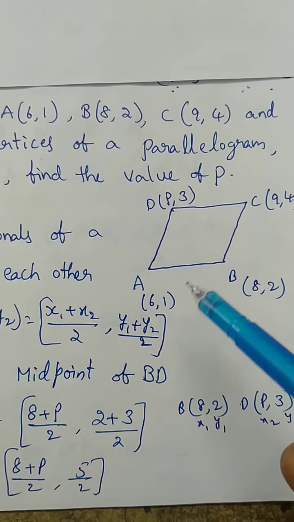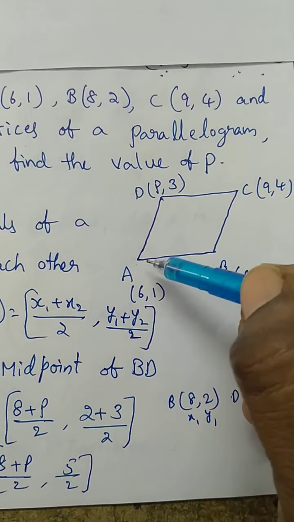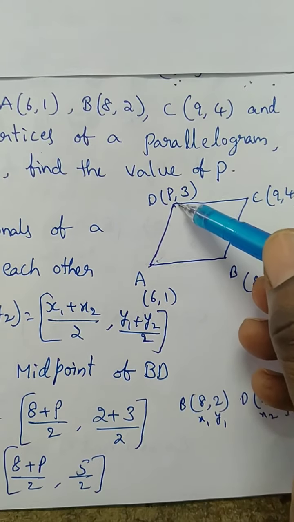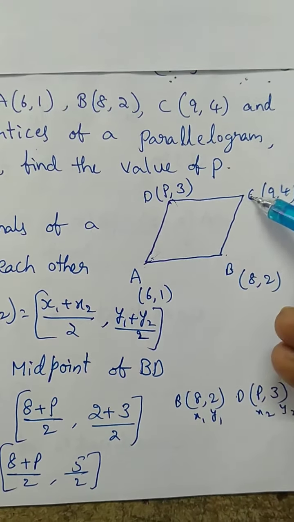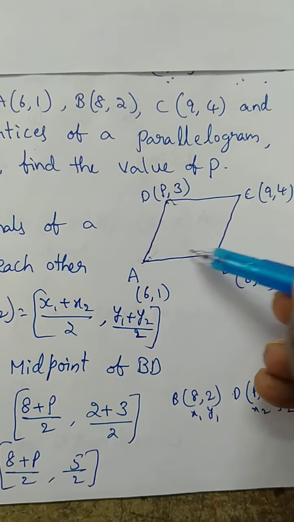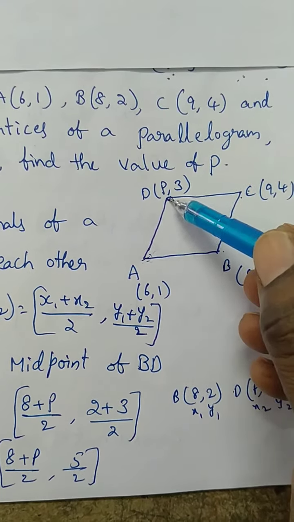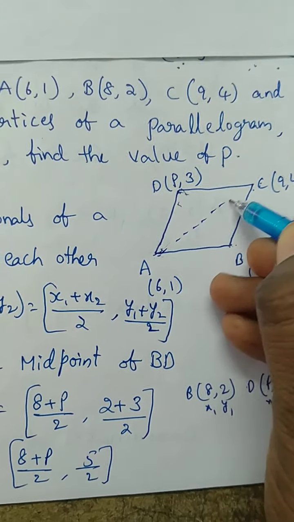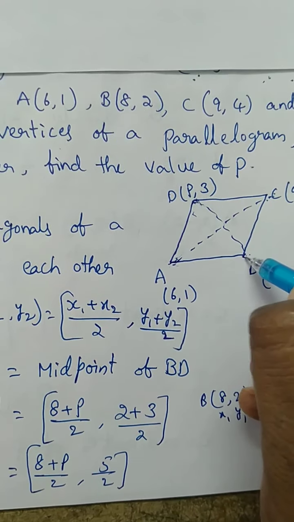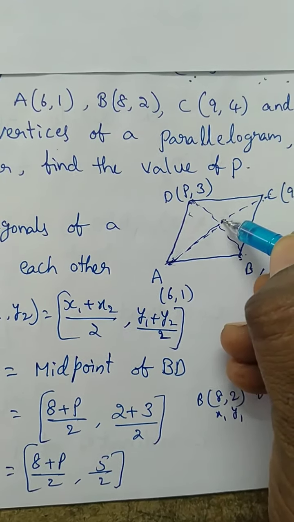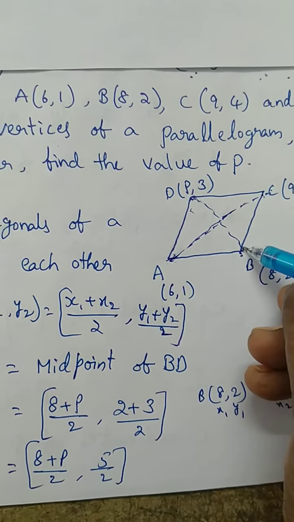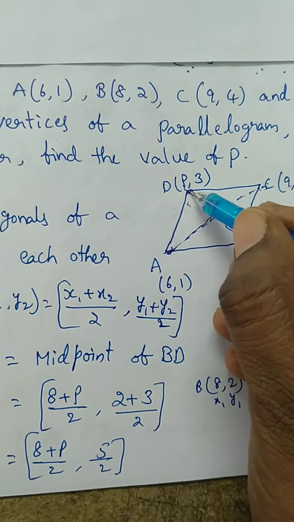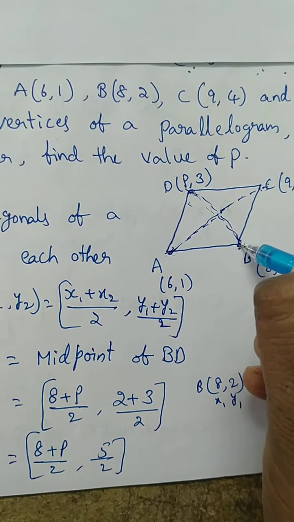The meaning of this: the diagonals bisect each other. Diagonals are lines joining opposite vertices. AC and BD are the diagonals, and they bisect each other. That means AC is divided by BD into two equal parts, so this length is equal to this length. Similarly BD is also divided into two equal parts by AC, so this length is equal to this length.